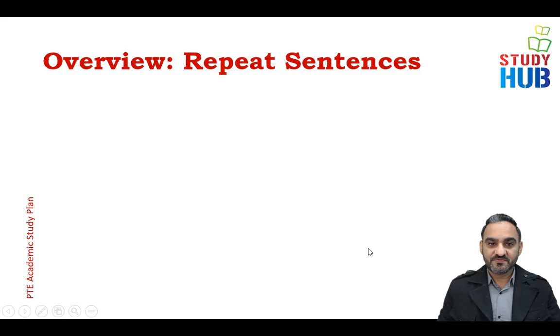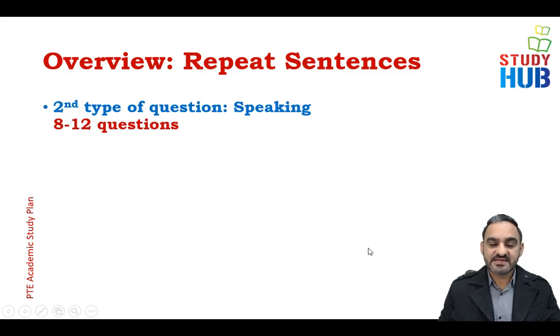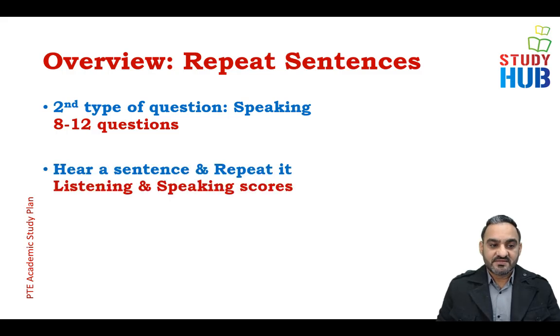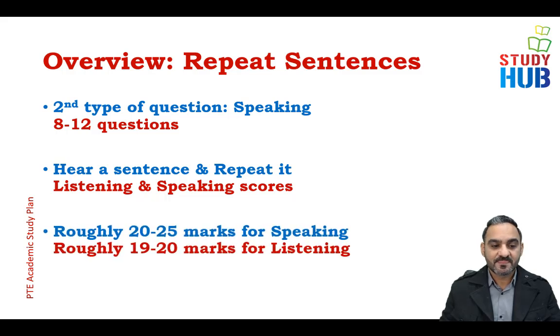Quick overview of this particular question. It is the second type of question in your speaking module. The first one is read aloud and the second one is repeat sentences. In the actual exam, you will get somewhere between 8 to 12 questions in this section. You hear a sentence and then you have to repeat it. So it is testing your listening skills, because you're listening to a sentence and then repeating it. It's also testing your speaking skills. Roughly, it contributes around 20 to 25 marks to your speaking and around 20 marks to your listening.